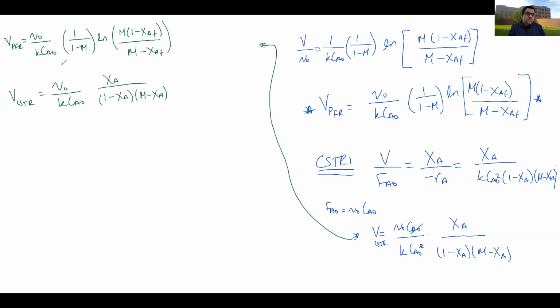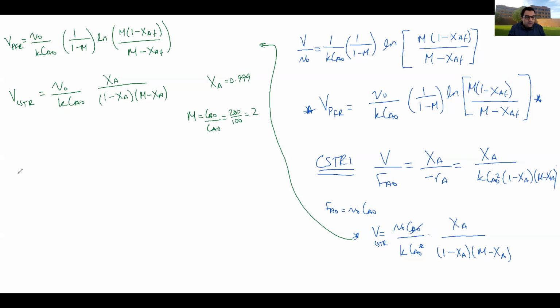So basically what's going to determine which reactor is smaller, because these two are the same, is this part of the expression, right? So this part and this part. If we recall from the given, we're told that XA is 0.999 and M is equal to CB naught over CA naught, and this is 200 over 100. This is equal to 2.